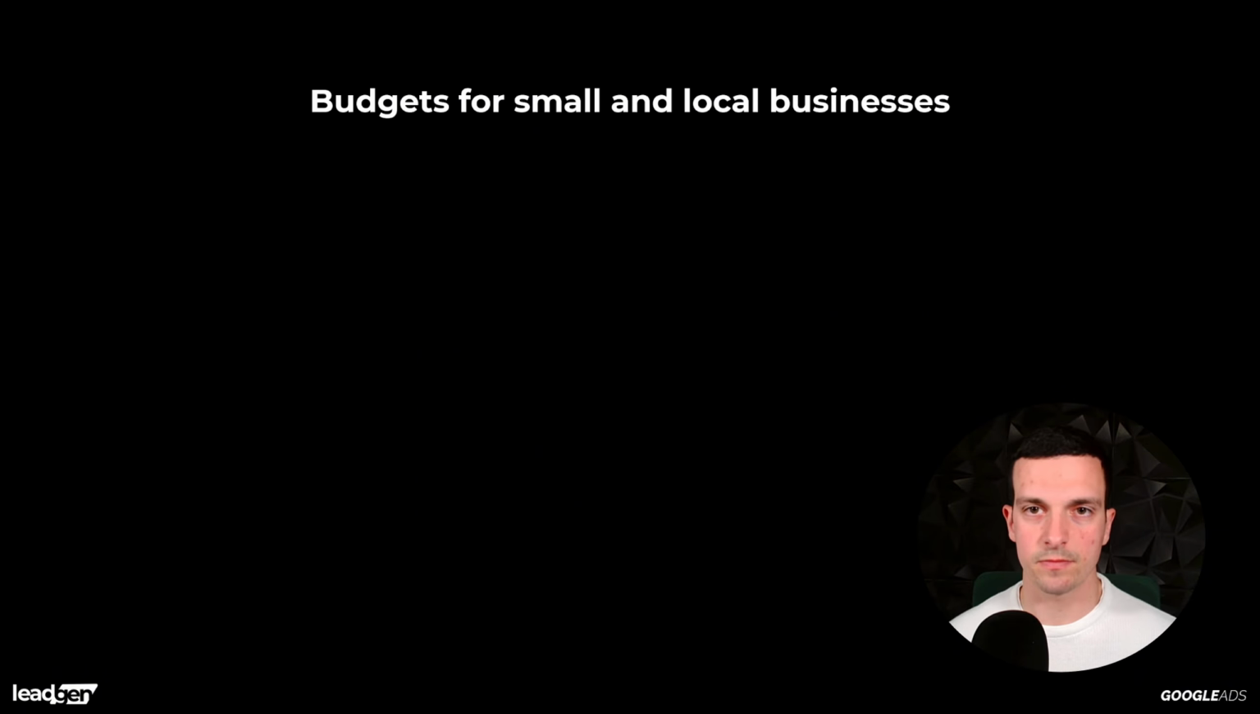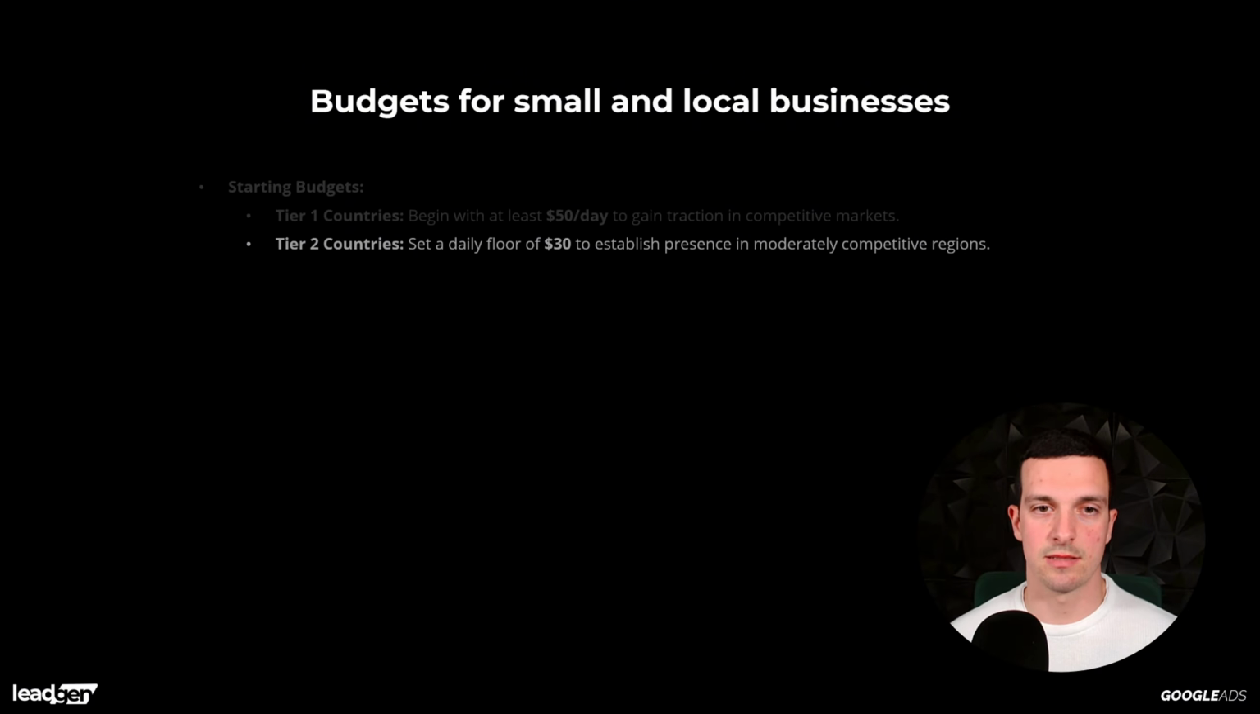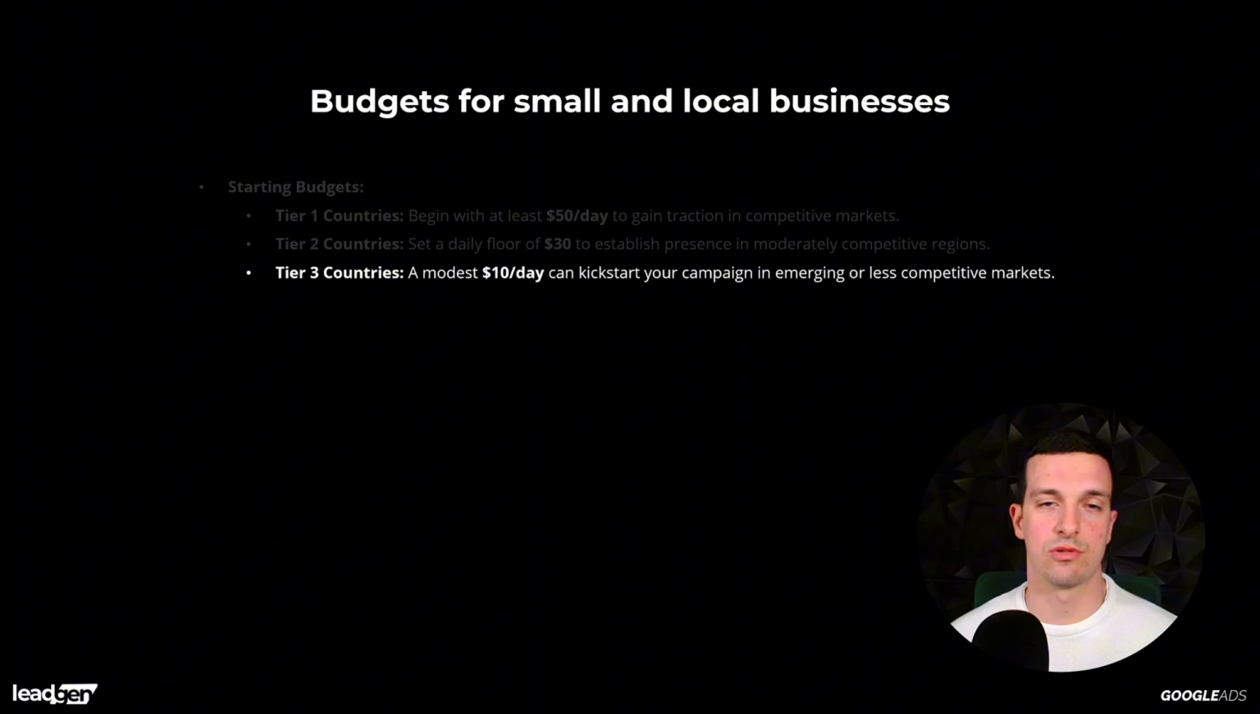Let's cover budgets for small and local businesses. Starting budgets, tier 1 countries, USA, Canada, UK, Germany, maybe Australia, at least $50 a day. It will all come down to what's your industry, what you're targeting, but $50 a day should at least be it. Then tier 2 countries, around $30 a day. It's like European countries or some other countries. And tier 3, maybe Asian countries and smaller countries, modest, $10 a day at least.